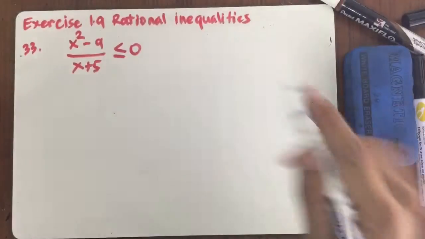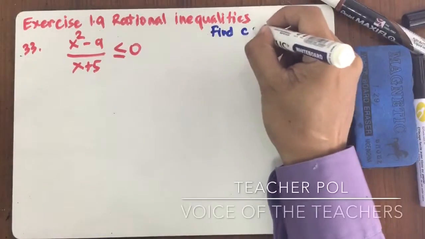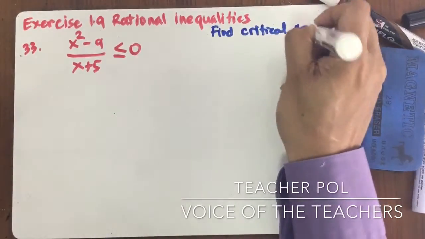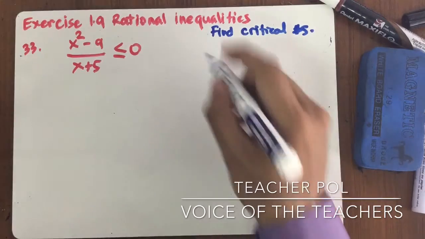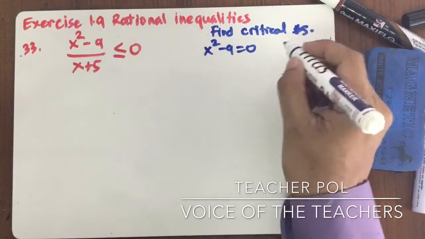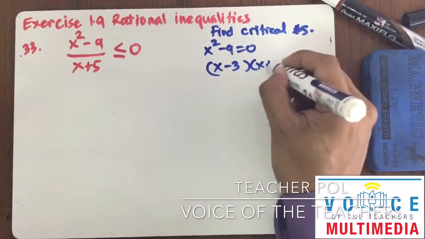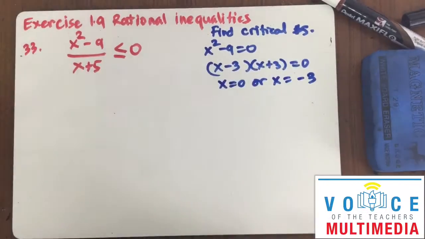In this video, tayo ay magsasolve ng rational inequality. We begin by finding the critical numbers of our rational function. Sa mga critical numbers natin are when the denominator is equal to 0 or when the numerator is equal to 0. So that will be when x is equal to negative 5. As for the numerator, it's going to be when x is equal to 3 or negative 3.